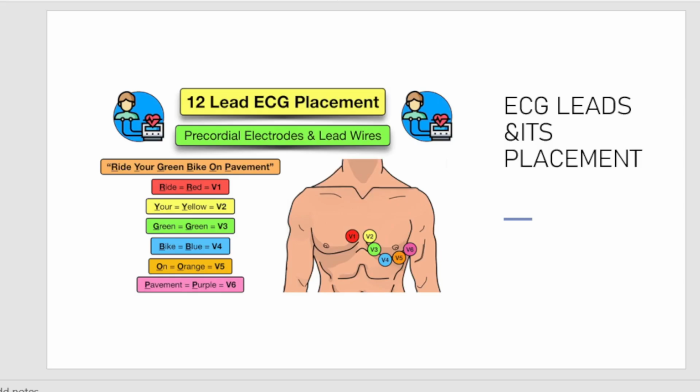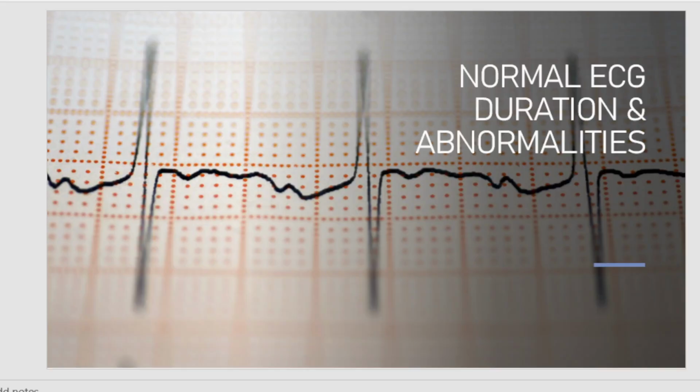In the case of abnormalities also, we have to know the abnormalities of the ECG. What are the abnormalities? Bradycardia, tachycardia, atrial fibrillation, different types of heart block, ST elevation, ST depression, T wave inversion, and tall peaked T waves.